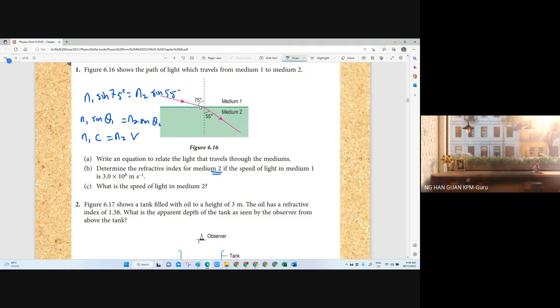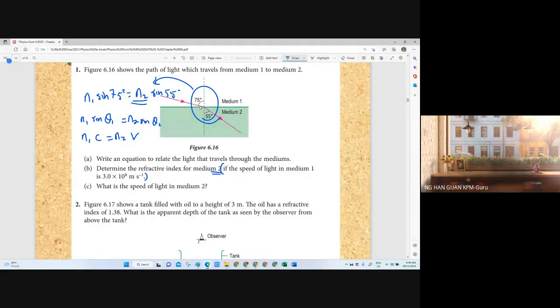Question B is wrong. Question B is wrong, right? Because this one has nothing to do with determining the refractive index of medium 2, because you are not given the speed of light in medium 2. So if you want to determine the refractive index of medium 2, you must use this formula. You must use this formula, substitute here, then you can get the refractive index for medium 2.